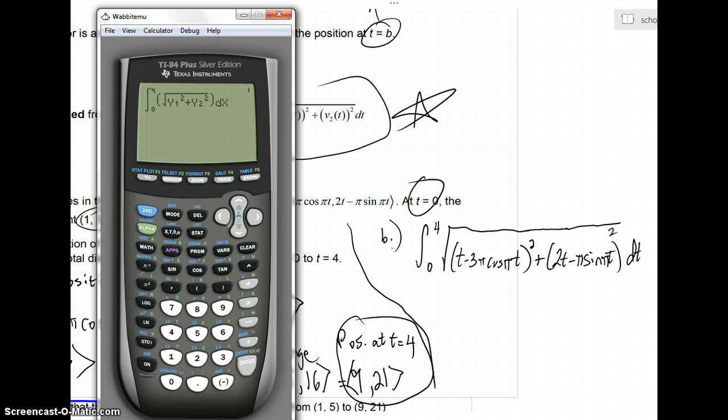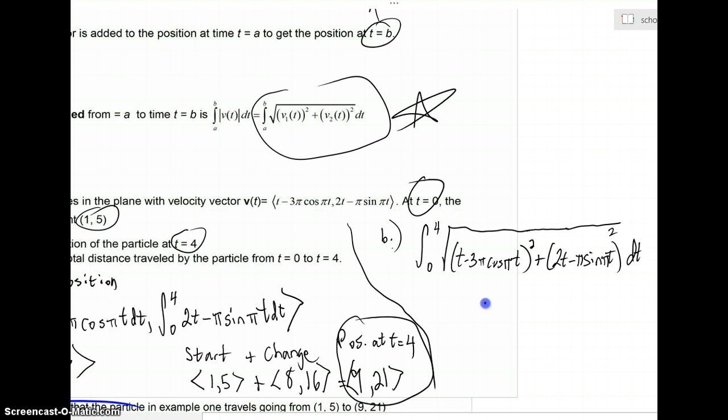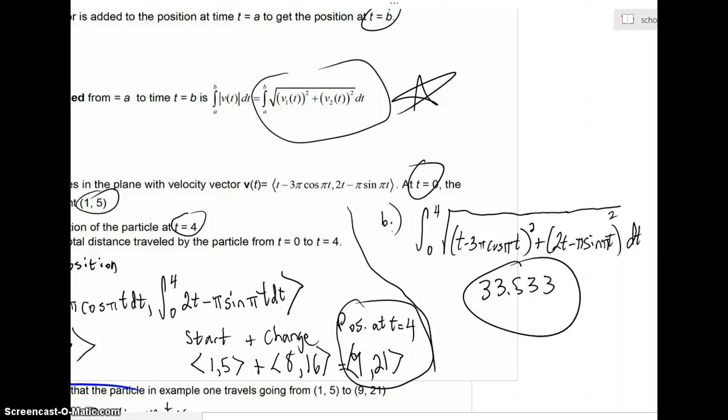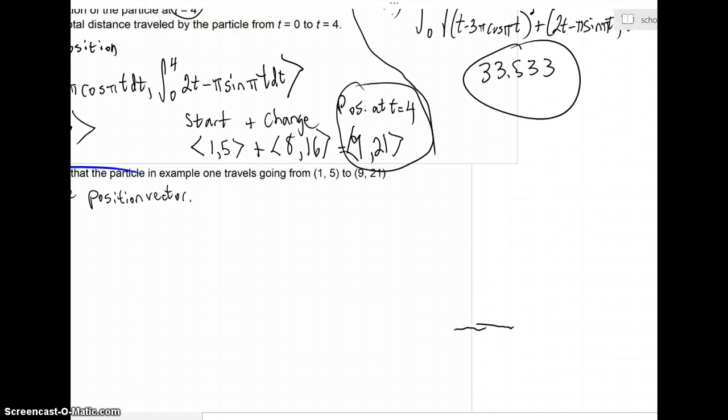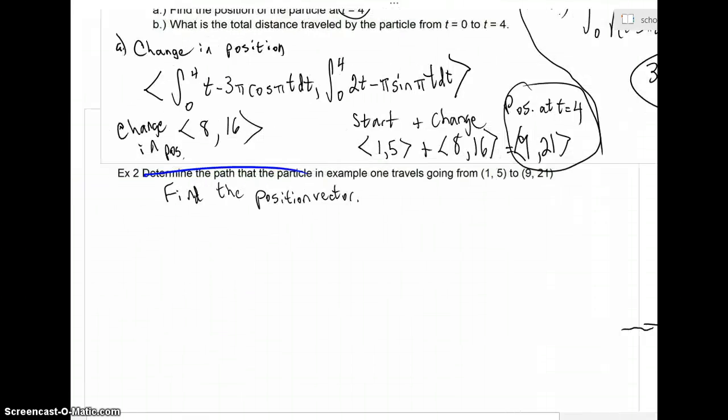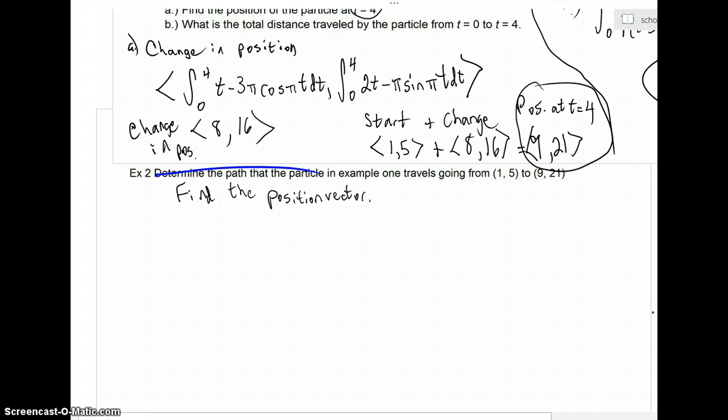You'll find that your distance, of course, has to be positive, and it's 33.533. Notice this is not a vector. This is actually a fixed quantity. So real quickly, let's move on down really to our last problem. And we're just going to take a peek at the back, change the directions slightly.